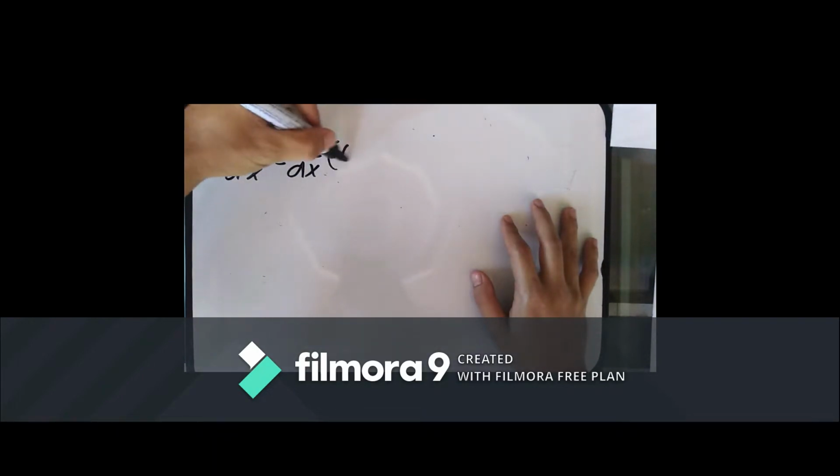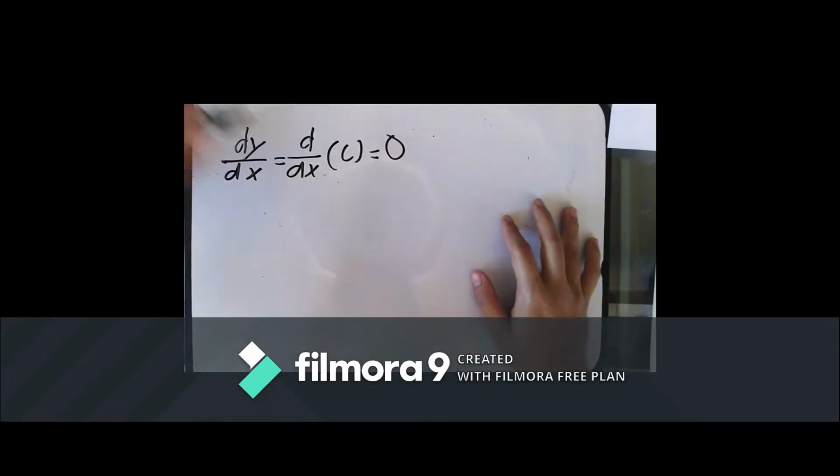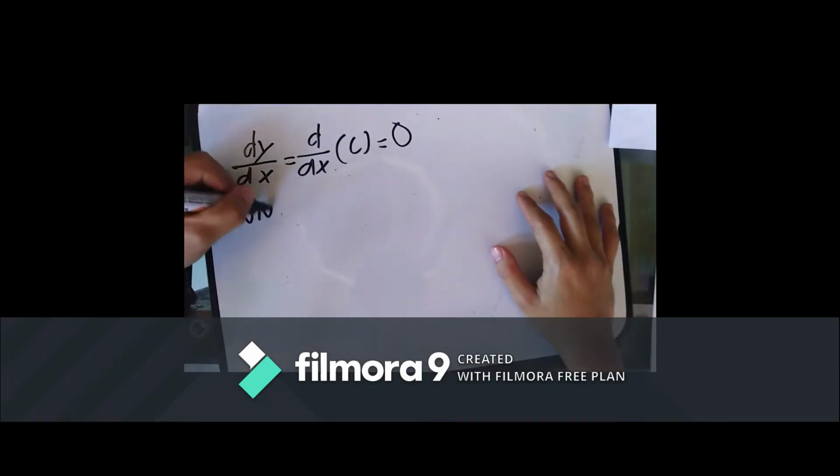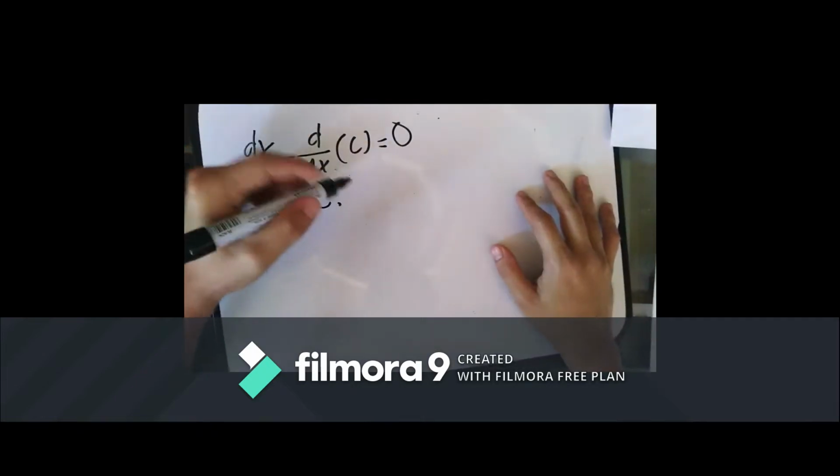Good day everyone. Today we will discuss the concept and how to sketch the algebraic and transcendental function. Let us start with the derivative of a constant. So dy over dx is equal to d over dx times c is equal to 0, where c is a constant.